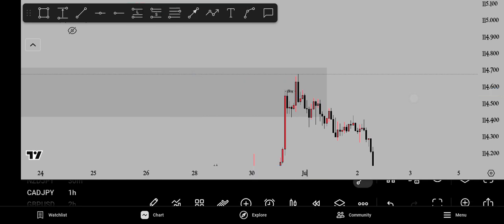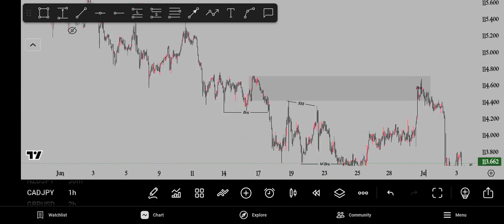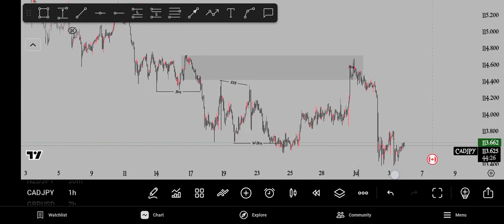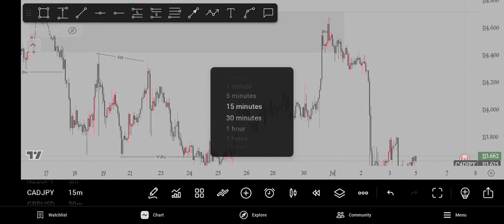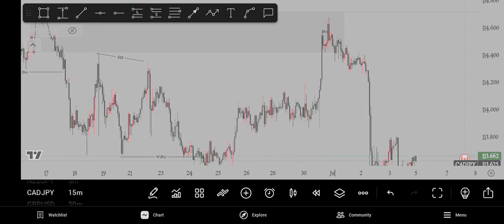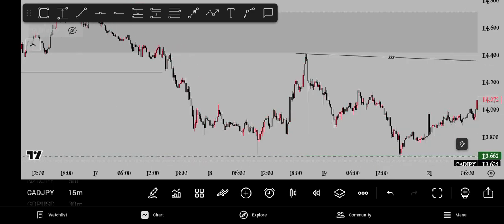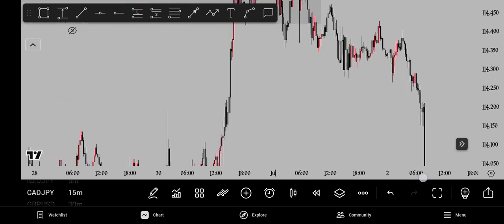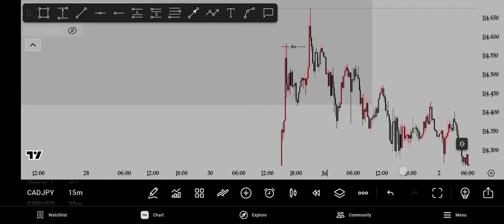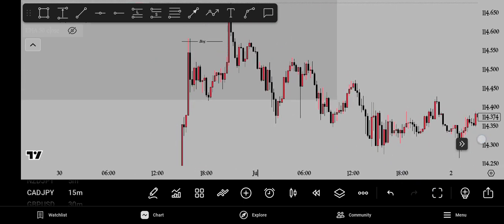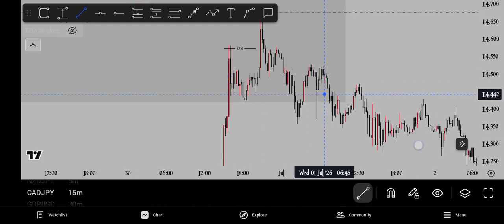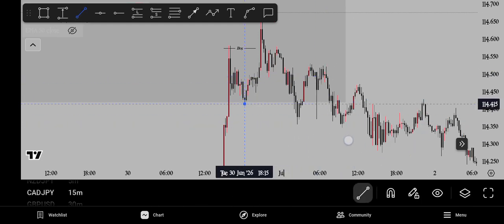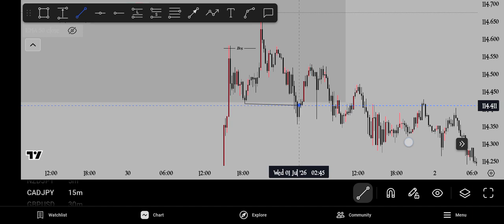This was a break of structure. Price already taken our liquidity here. So what happened? Let's go to the 15 minutes. After that, price did what? Created a change of character here.